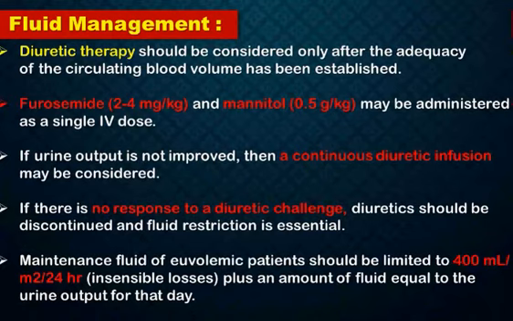calculated according to the insensible loss, which is 400 ml per square meter per 24 hours, plus an amount of fluid equal to the urine output. That's why we put a Foley catheter for the right and correct assessment of the urine output. This is for the maintenance of the patient.